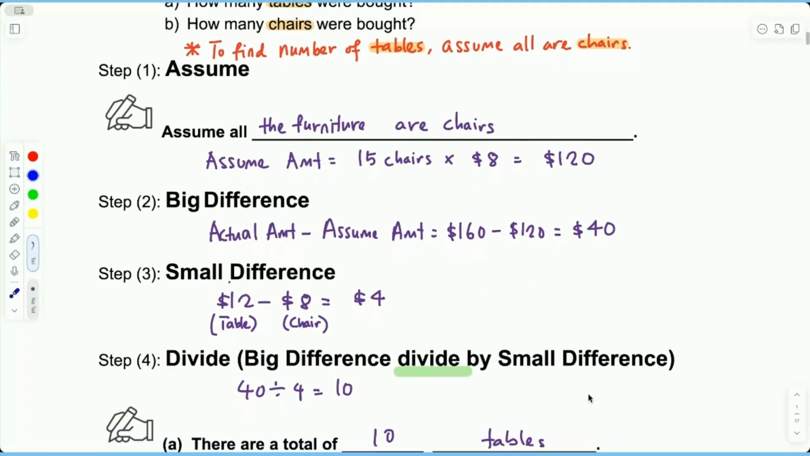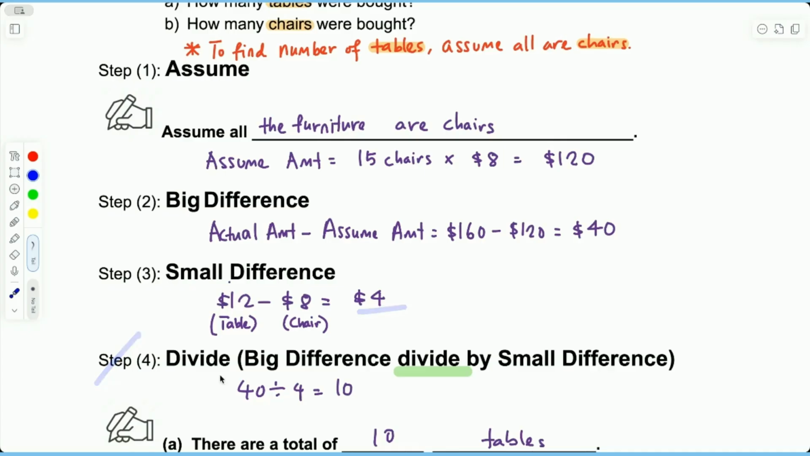To find the big difference, we take the actual amount that the school paid minus the assumed amount that we found in step 1. The assumed amount is $120. So we take $160 minus $120, that gives us $40. Step 3, we need to find the small difference. The small difference is the difference between the price of 1 table and the price of 1 chair. 12 minus 8, we get 4.